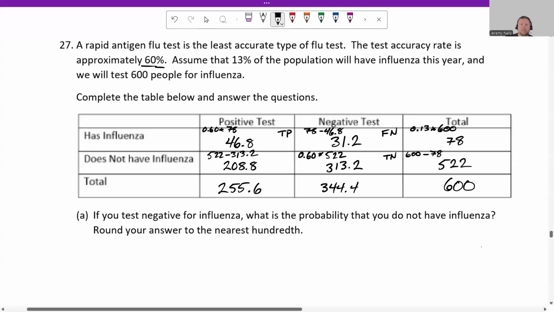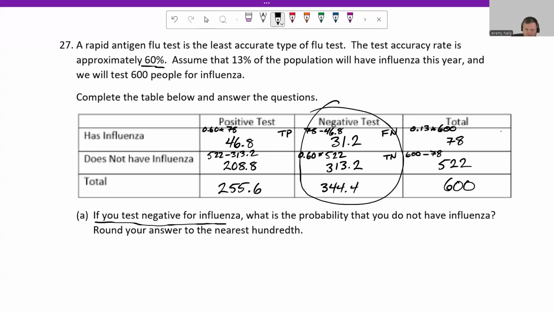And they do. Okay, if you test negative for influenza, what is the probability that you do not have influenza? So we see our conditional statement, test negative. And then do not have, that's going to be that 313.2. So I'm just going to take the 313.2, divide by the total for that column. To the nearest hundredth, I have 0.91.